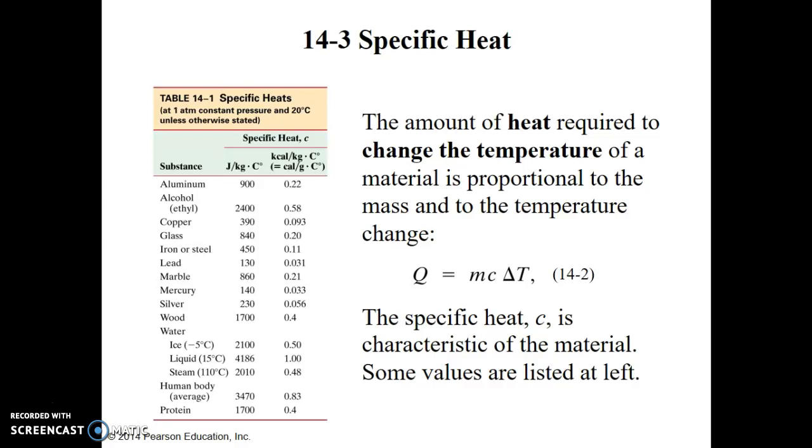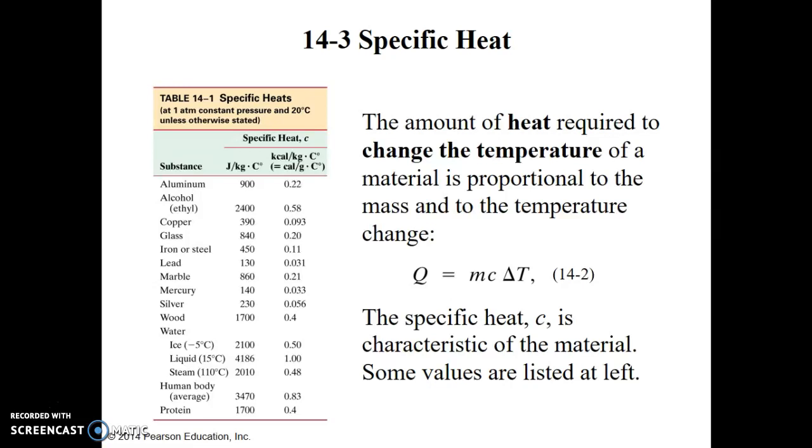Specific heat is the amount of heat required to change the temperature of a material. Now that amount of heat is going to be proportional to the mass of the substance whose temperature is changing. It's also going to be proportional to the amount that the temperature is going to be changed. And then it also depends on the substance itself. So the heat will be the product of those three numbers: the mass, the specific heat, which is characteristic of the material itself, and the change in temperature. And that product will give us the amount of heat required to change the temperature.